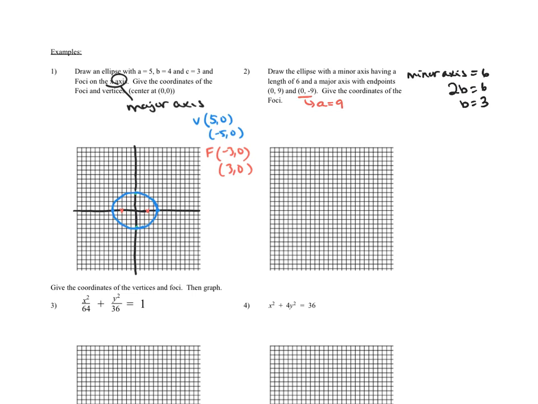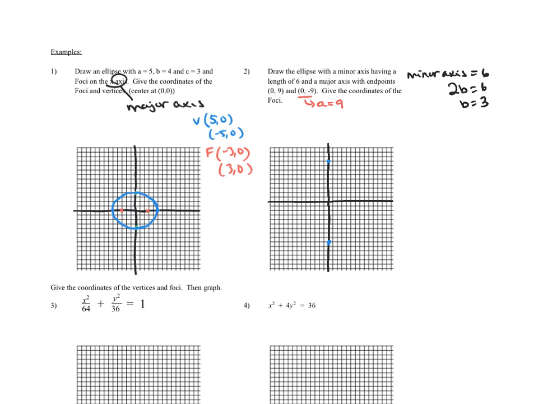And then we want to give the coordinates of the foci. So first we'll graph it by first drawing in our axes. Since the endpoints are (0, 9) and (0, -9), we know we're centered at the origin, and we'll go up 9 and down 9.